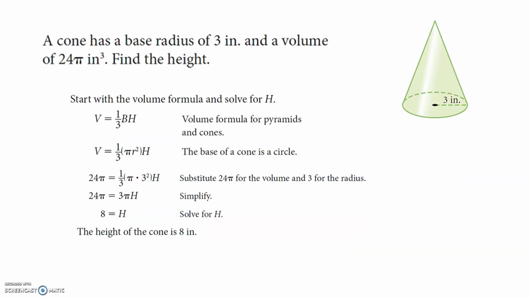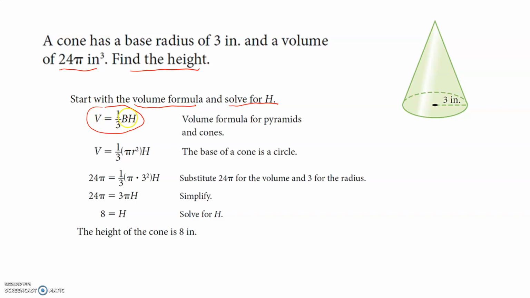A cone has a base radius of 3 and a volume of 24 pi cubic inches. Find the height. So it says start with the volume formula and solve for h. Find the height, solve for h, and they tell me the volume, so I use the volume formula. So here's the volume formula.